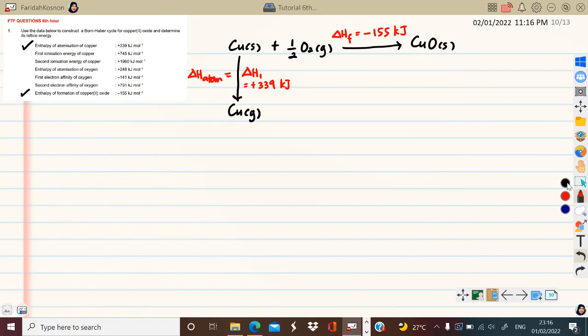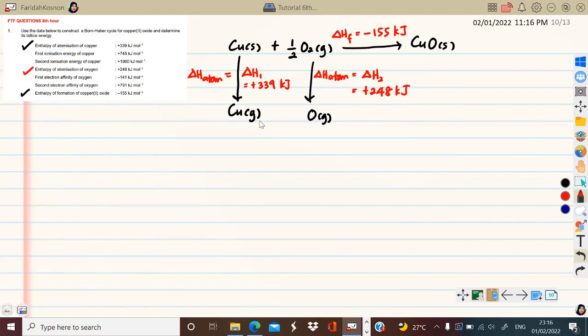And now oxygen undergoes atomization where it will form 1 mole of oxygen gaseous atom. So this is also enthalpy of atomization of oxygen, numbered as delta H2. Okay, so the value for enthalpy of atomization of oxygen is positive 248 kilojoule. Alright, so both elements are settled with atomization.